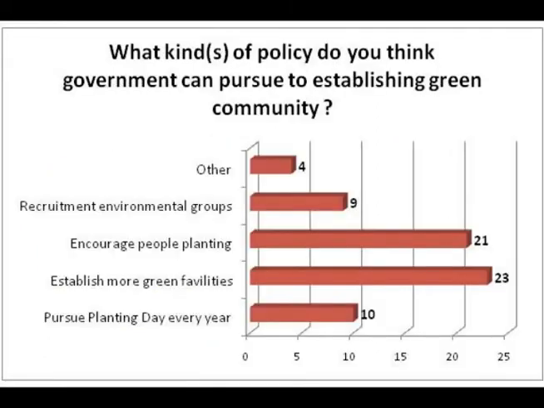And what kind of policy do you think the government can pursue to establish a green community? Most of the people gave two answers. One is encouraging people to plant and establish more green facilities. And these are the two main points that Taiwan is more concerned about. But the other answers are green buildings and the protection of old trees. The protection of old trees is mainly a concern in Hong Kong, but not in Taiwan.